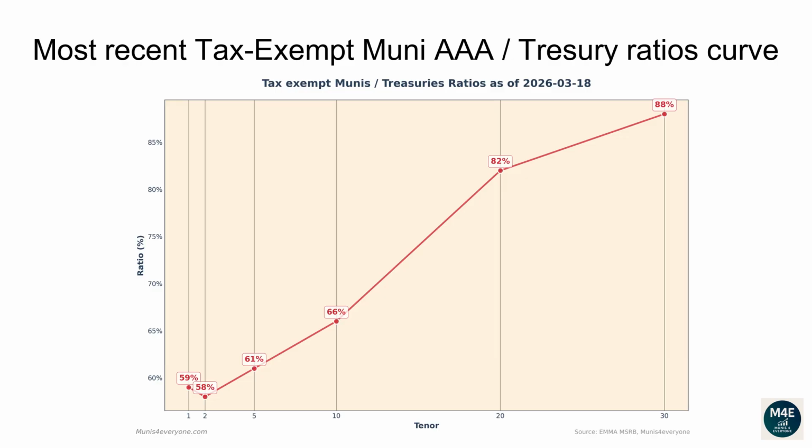The current one-year ratio is 59%. The 2 years ratio is 58%. The 5 years ratio is 61%. The 10 years ratio is 66%. The 20 years ratio is 82%. The 30 years ratio is 88%.